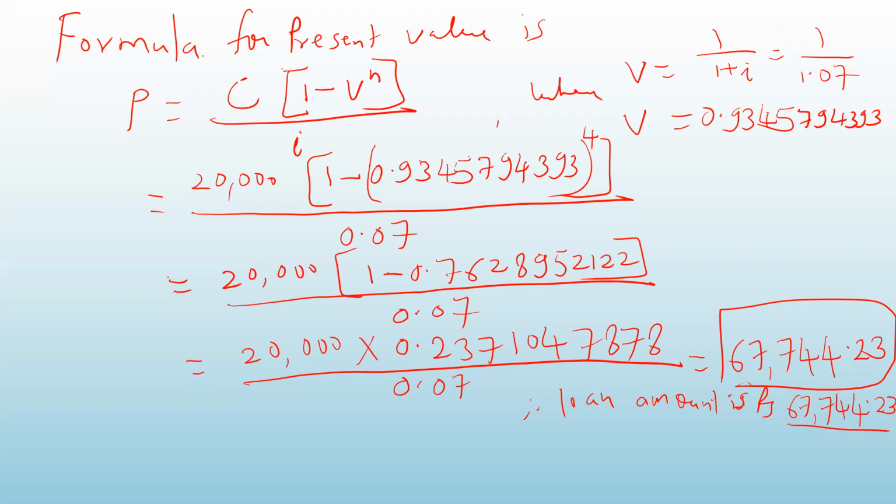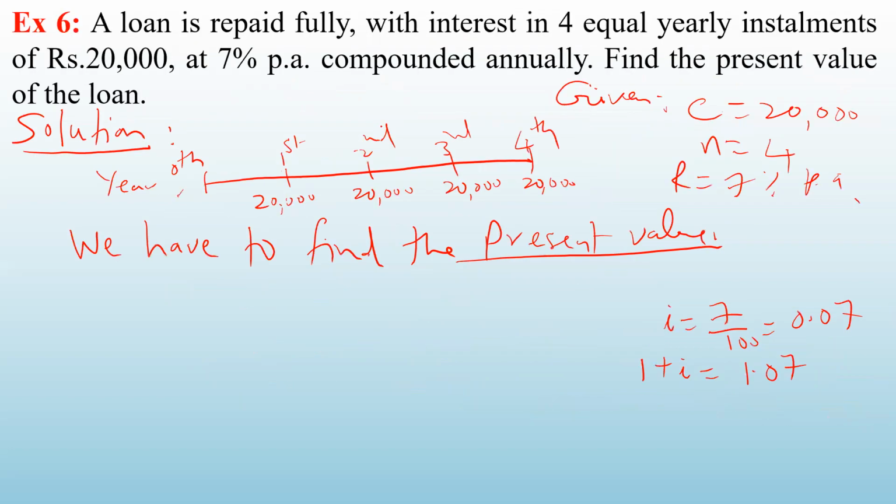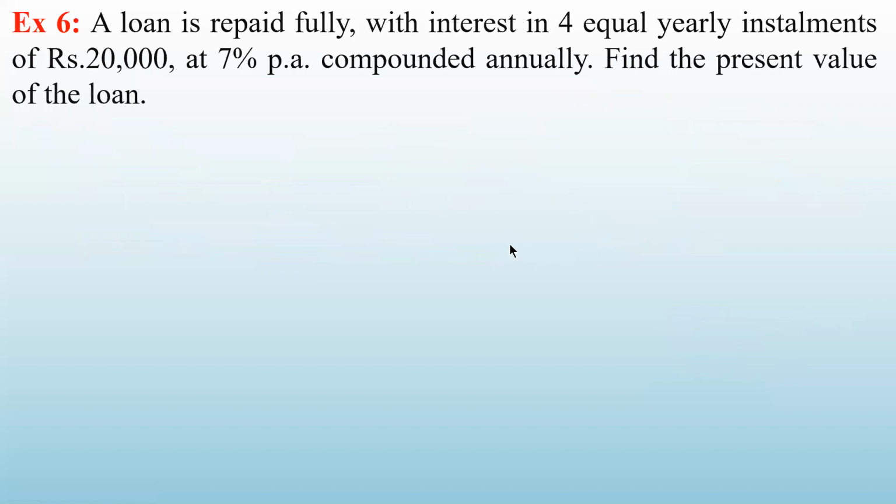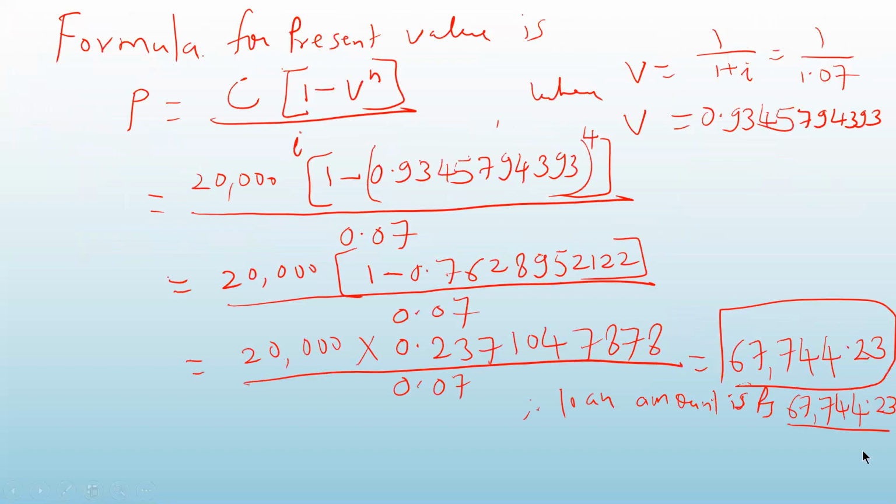So you can see the difference. If you take the loan with interest, how much do you have to pay? The interest rate was 7% per annum, so because of that the installment amount is 20,000. The 80,000 he is actually paying, but the loan was only 67,744. Okay, so I hope you have understood.